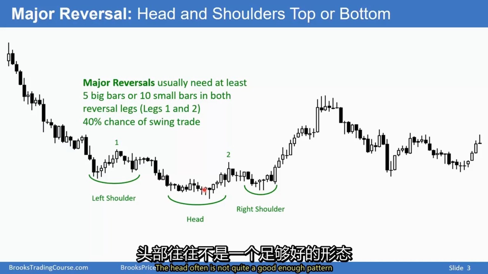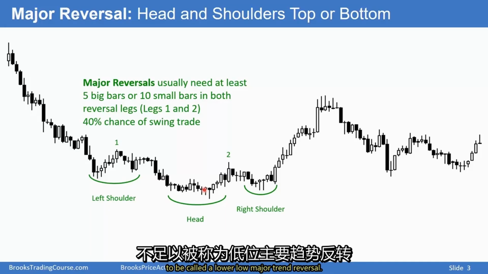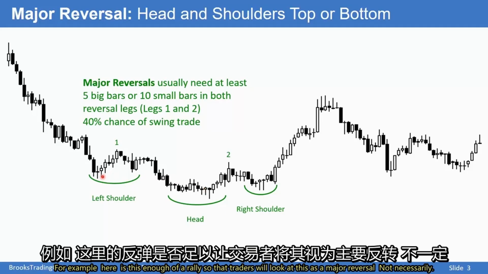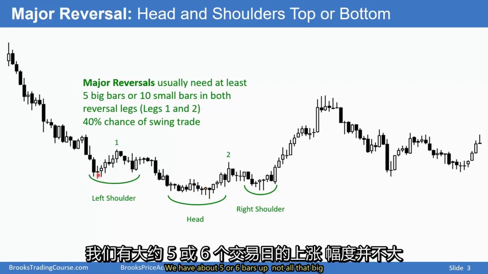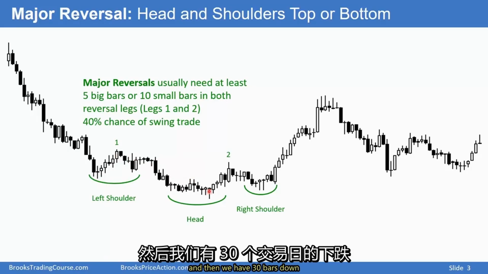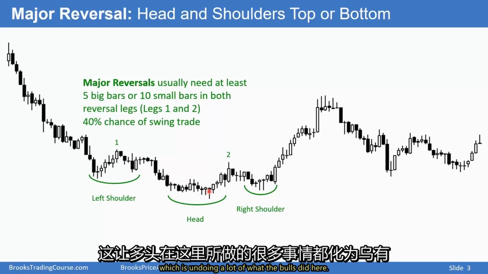The head often is not quite a good enough pattern to be called a lower low major trend reversal. For example, here, is this enough of a rally so that traders will look at this as a major reversal? Not necessarily. This is probably more of a minor reversal. We have about 5 or 6 bars up, not all that big, and then we have 30 bars down, which is undoing a lot of what the bulls did here.